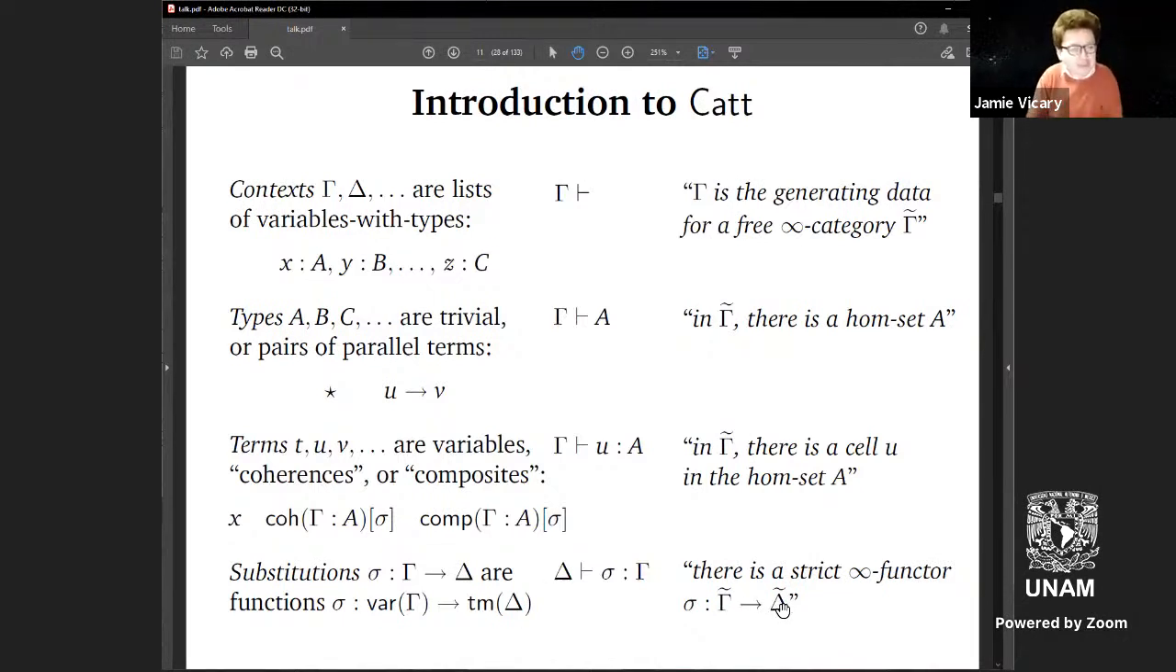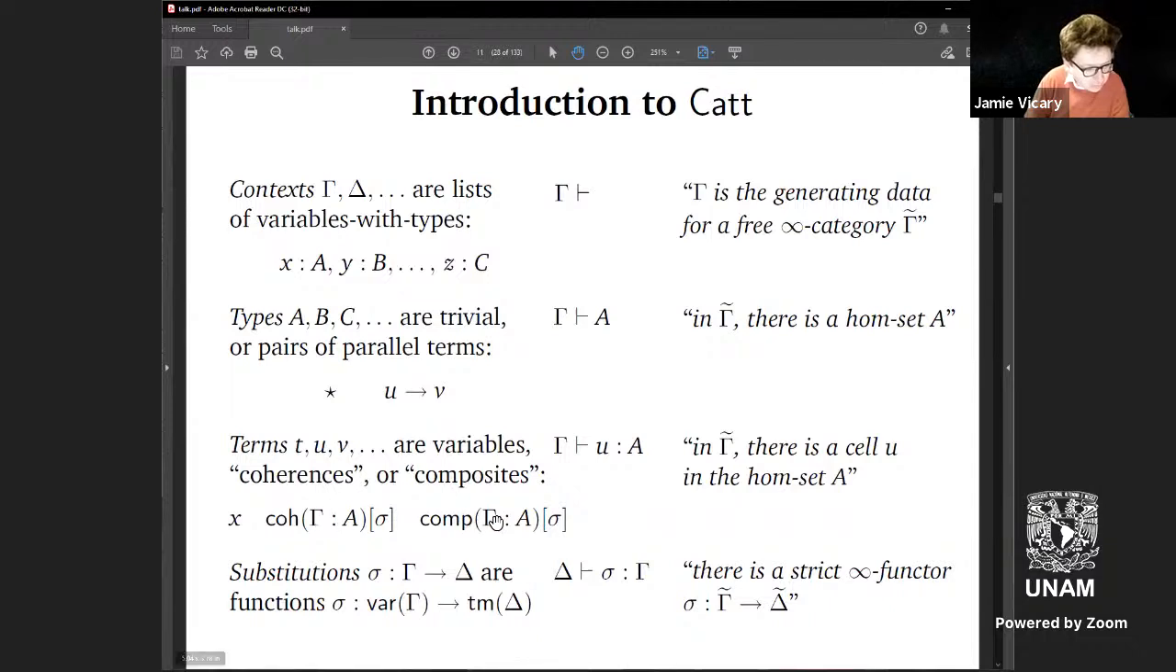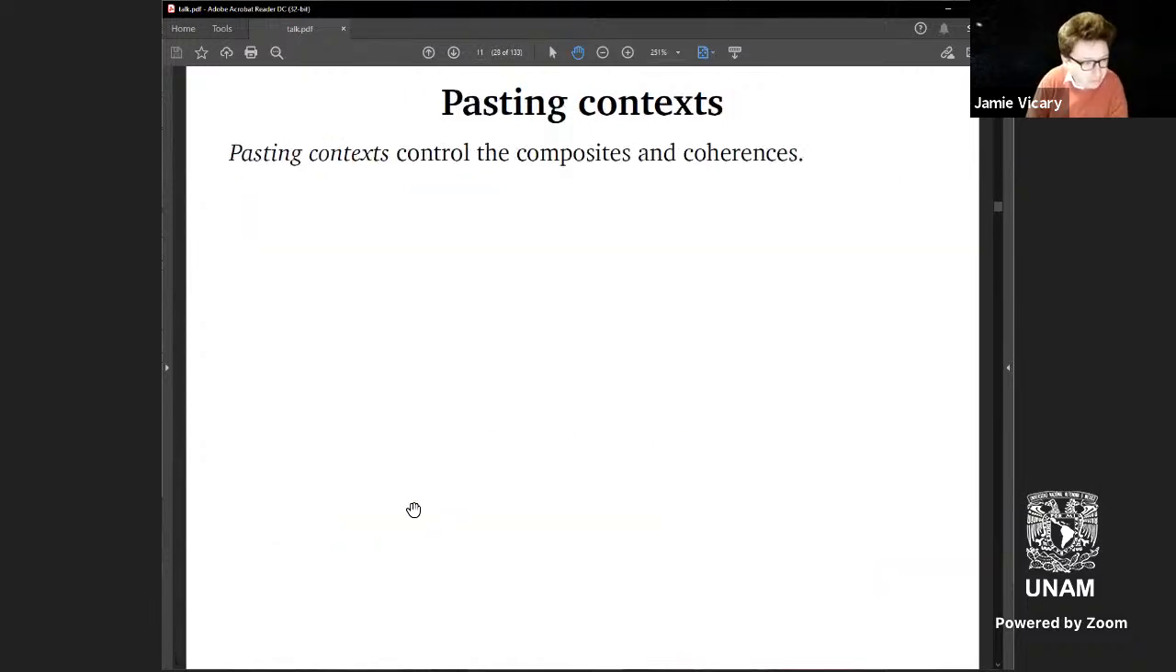And then the point about setting this up as a type theory is the type theory tells you which contexts, which types, which terms are valid, which ones aren't, in a way that's so easy you can tell it to a computer. So it takes away some of the technical difficulty of working with infinity categories. Now, these contexts that we use, these contexts gamma play an important role, because we use them to form these coherences, which are like our laws and our composites. You see, they appear here in the syntax. So let's understand what's happening there.